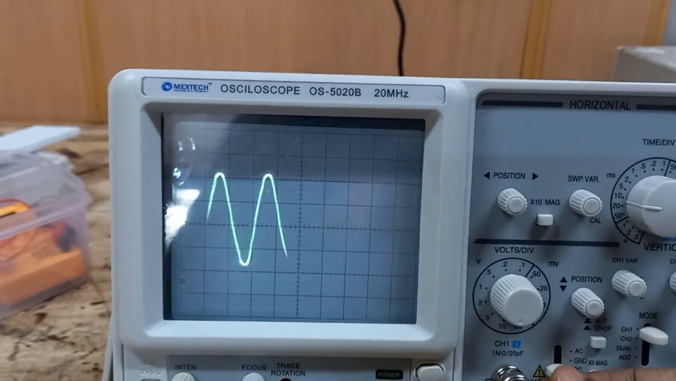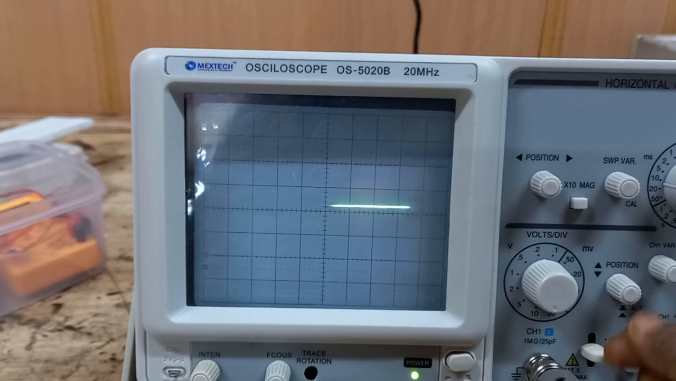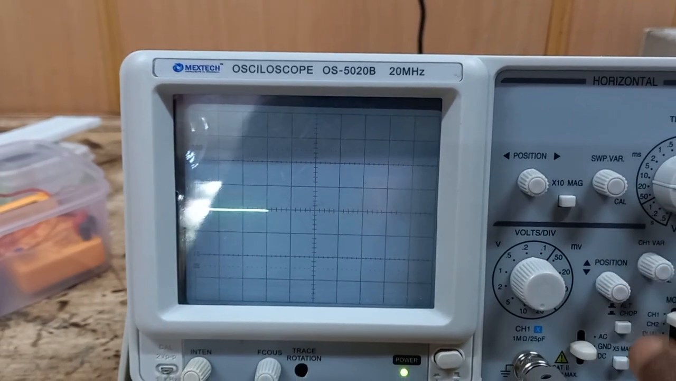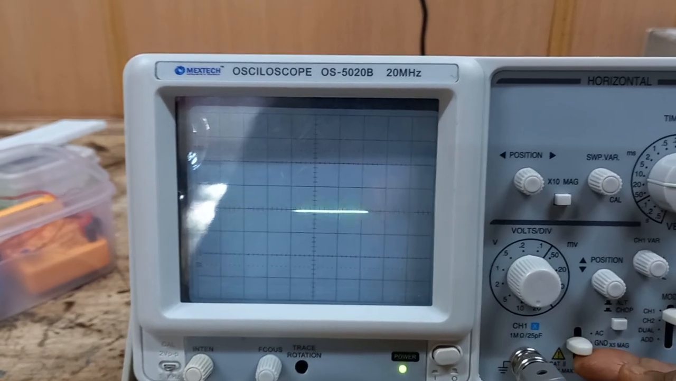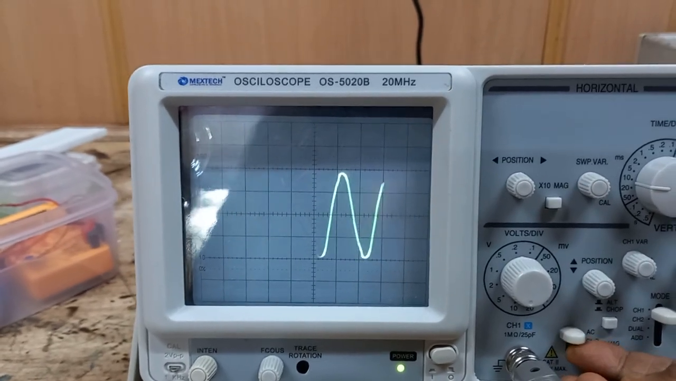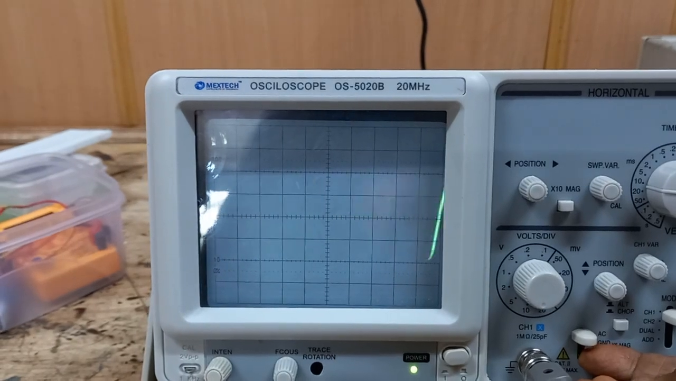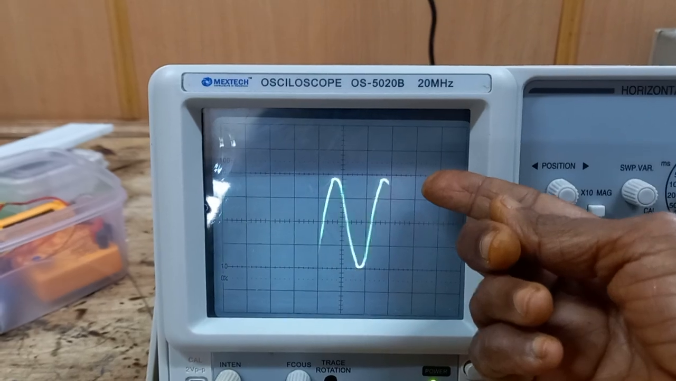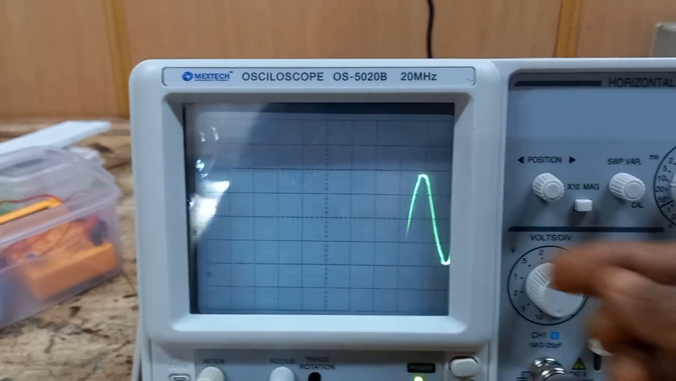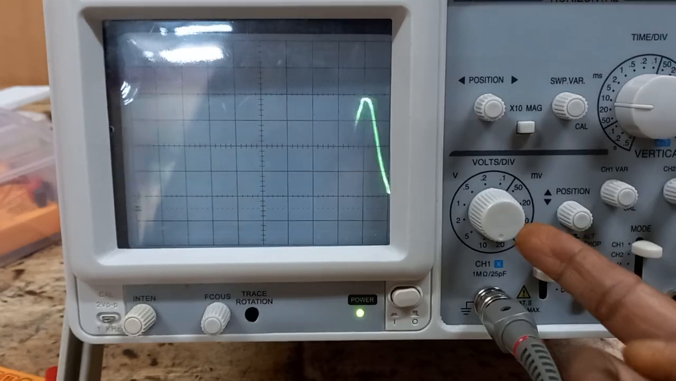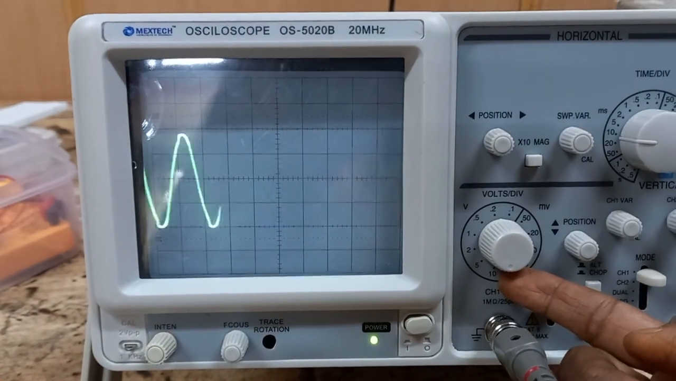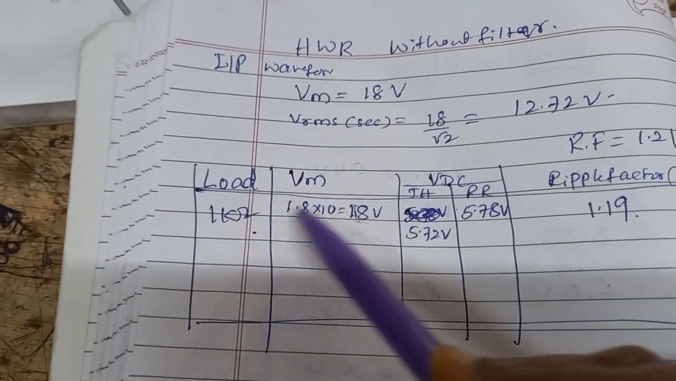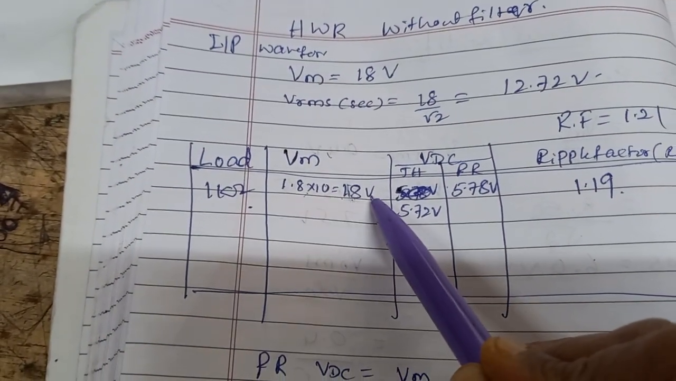First you should adjust the knob to ground and adjust this line to the x-axis. Now keep your CRO on the AC mode, so we will get the sinusoidal signal. Measure the voltage from x-axis to the peak. It is 1.8 into the multiplication factor I have kept at 10. 1.8 into 10 is 18 volts. Here I am recording for 1 kilo ohm resistor. Vm is 18 volts.